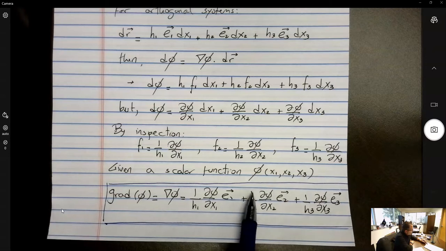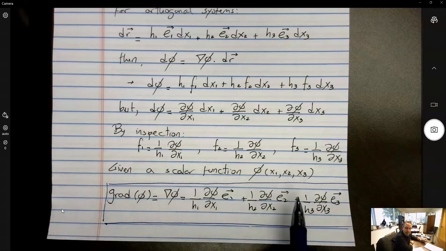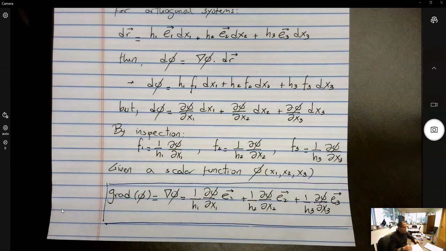And then plus 1 over r d phi d theta. I will be taking the derivative of this function with respect to x2, which is theta, divided by r in the theta direction, and so on and so forth. So now I have the gradient of the function. All right.